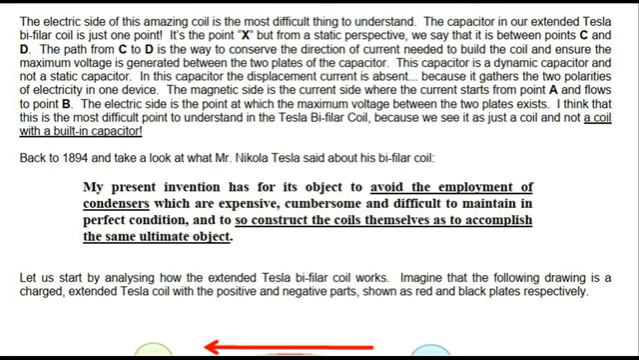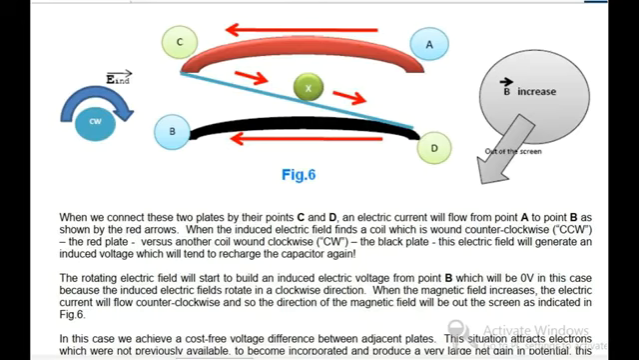Let us start by analyzing how the extended Tesla bifilar coil works. Imagine that the following drawing is a charged, extended Tesla coil with the positive and negative parts, shown as red and black plates respectively. When we connect these two plates by their points C and D, an electric current will flow from point A to point B as shown by the red arrows.